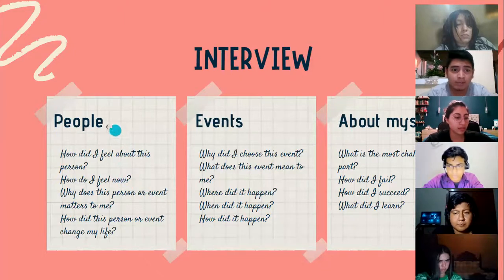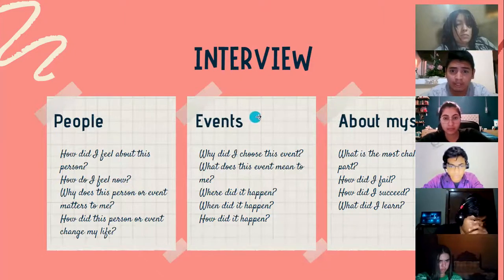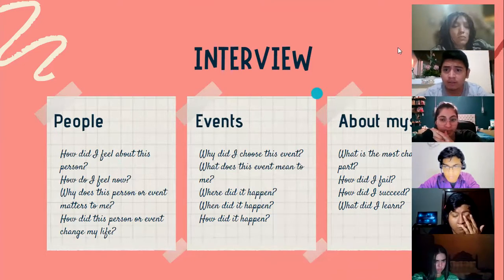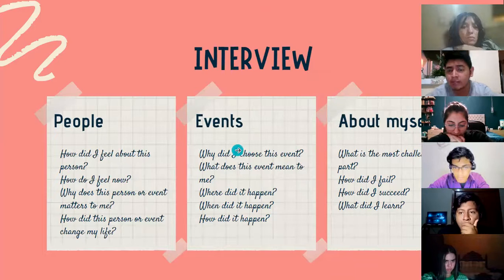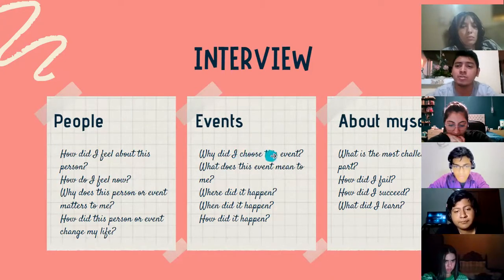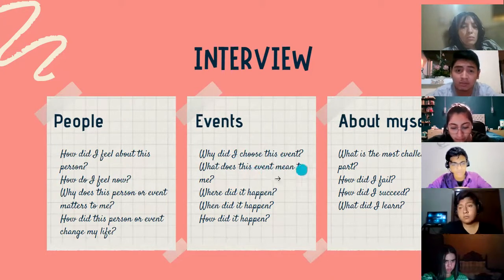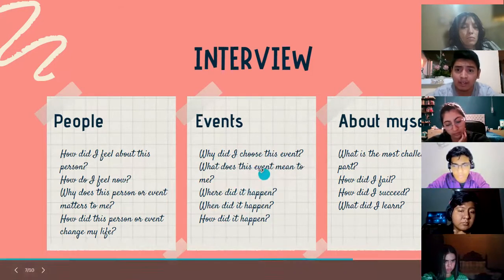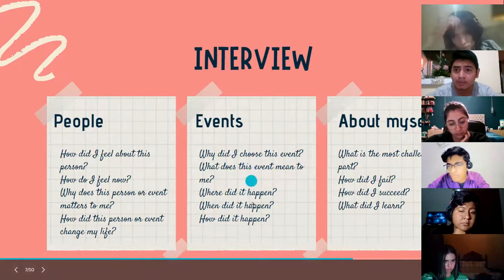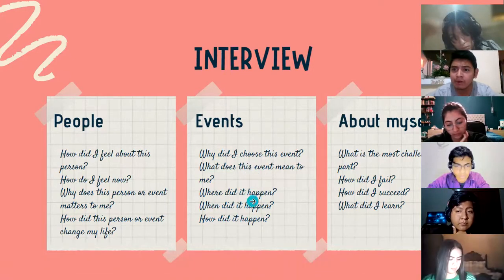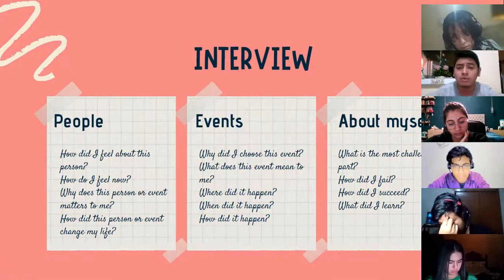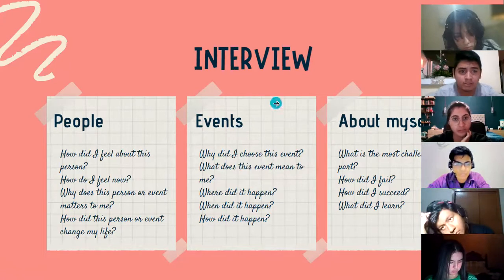If your partner is writing about people, or events, or themselves, for example, you're going to ask them: what event did you choose? Why did you choose this event? What does this event mean to you? Where did it happen? When did it happen? How did it happen? While you ask your partner these questions, your partner is going to start using these ideas to start writing their paragraph, because now we're getting into details. Now we have the event that we want to include in our autobiography, so let's answer these questions.